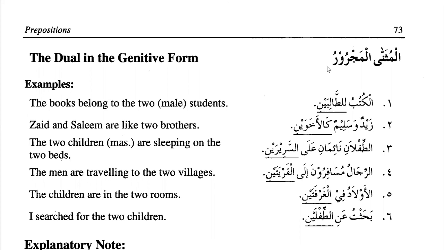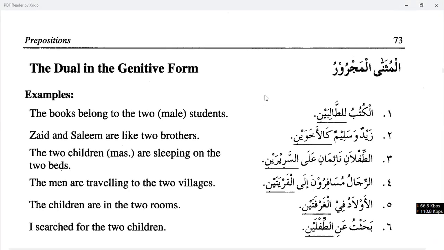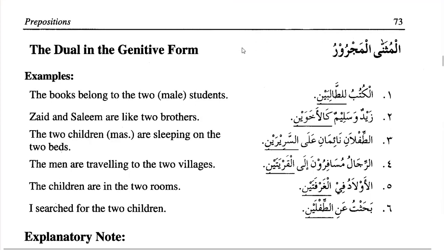Zaid and Salim are like two brothers. Zaidun wa Salim kal-akhawain. The two male children are sleeping on the two beds. At-tiflani na'imani ala sarirain. The men are traveling to the two villages. Ar-rijalu musafiruna ilal qaryatain.